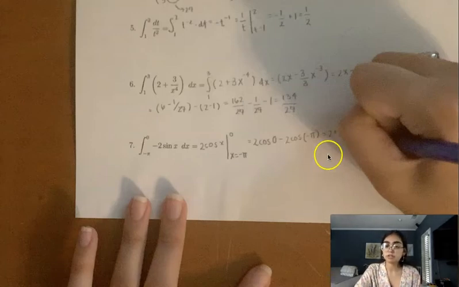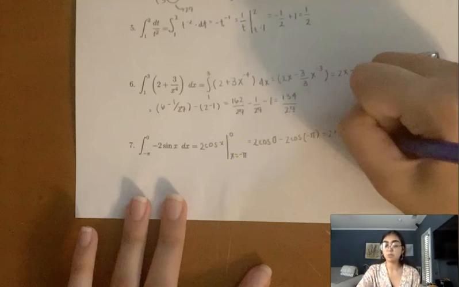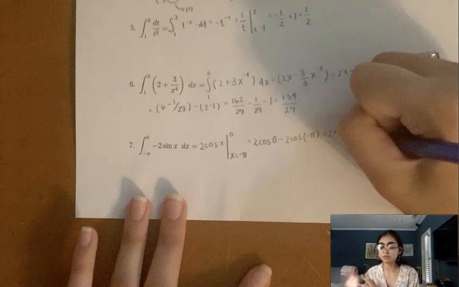But this 2 comes from this first part, the top. So cosine of 0 is 1, so 2 times 1 is 2. Cosine of negative pi is -1, so that would be essentially a positive 2 eventually when the negative sign and the minus cancel each other out. 2 plus 2 gives us 4 as our final answer.